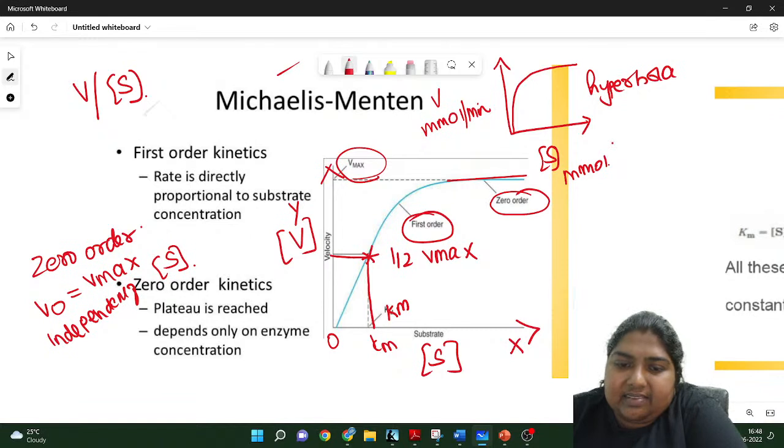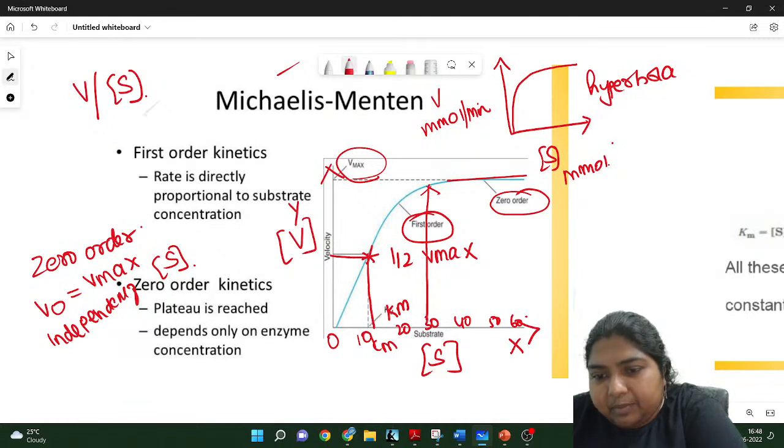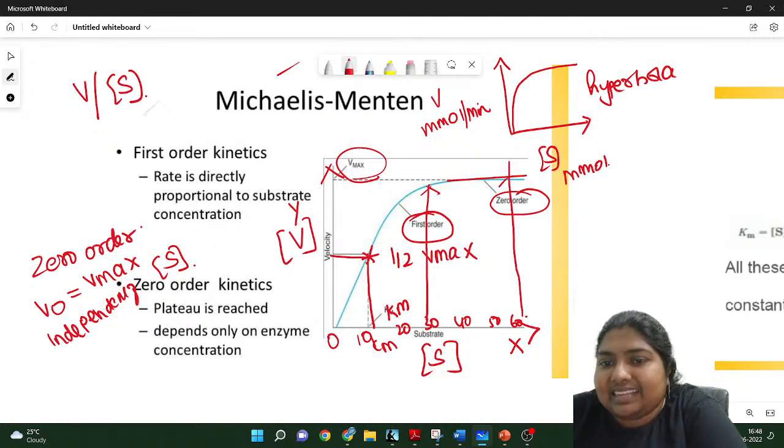Whatever the substrate concentration is, let us take 0, 10, 20, 30, 40, 50, 60. Even if it is 30, it is the same. Even if the substrate is 60, it is the same. What does it indicate? Even though you increase the substrate concentration, nothing is going to change regarding the V max. So in case of 0 order kinetics, it does not depend upon S.